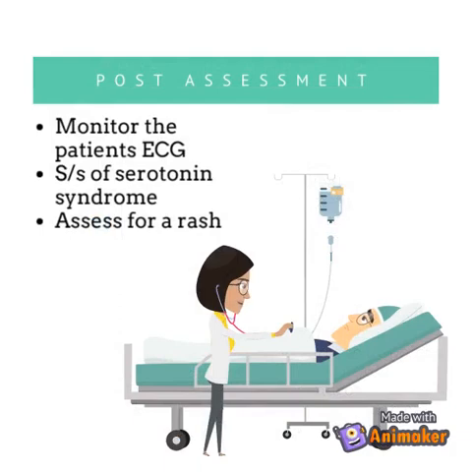After the administration of the medication, the nurse must monitor the patient's ECG for any indications of prolongation of the QT interval, and signs and symptoms of serotonin syndrome, which are mental status changes, tremors, seizures, nausea, vomiting, dizziness, tachycardia, and diaphoresis. Also assess the skin for any rashes that are linked to toxic epidermal necrolysis and Stevens-Johnson syndrome.